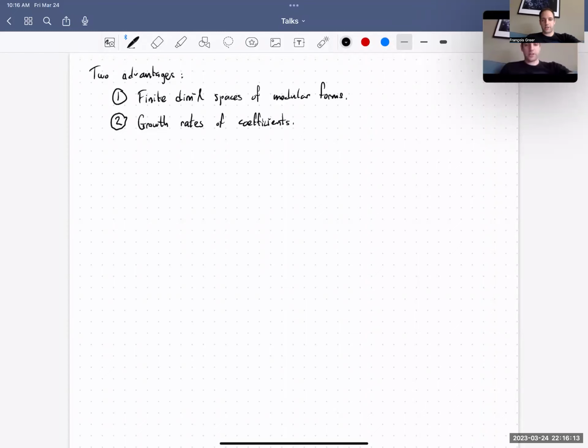So for example, Davesh Maulik used that to prove the Tate conjecture for K3s, so that some kind of cusp form growth rate estimate was an essential ingredient in that proof. And I'm going to use something similar in the following application. This is still in progress, but I think it's exciting. So the application is to the severity problem for a rational elliptic surface.